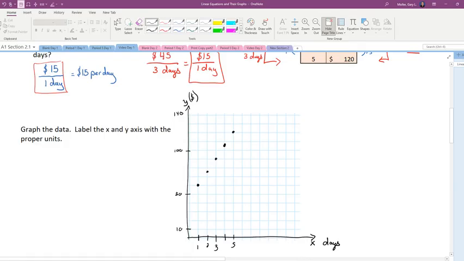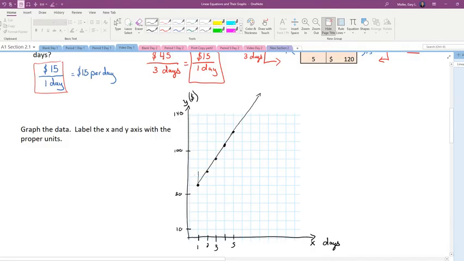All right, so we see that if we connected these with a line, then we could project up and kind of see where this is heading, and we could use this to figure out if I was going to keep it for 10 days or whatever. All right. So that is our graph. You can see it did make a line, right? They are all in a straight line.